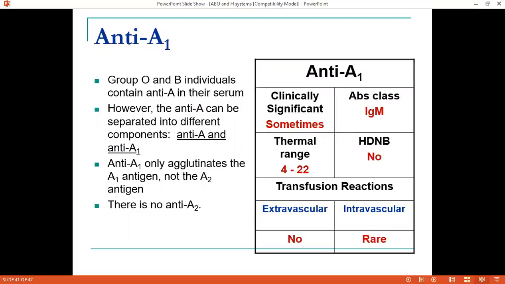Another thing to note is just that there is no such thing as an anti-A2. So there's only anti-A and anti-A1. This anti-A1 is an IgM class that can only be clinically significant sometimes, so it can cause intravascular transfusion reaction, but not often. The thermal range for this antibody is about 4 to 22 degrees Celsius, and this equates out to be room temperature. And then it does not have an effect with hemolytic disease of the newborn, so it will not cross the placenta, and you should know that because it's an IgM pentamer, so it's too large.